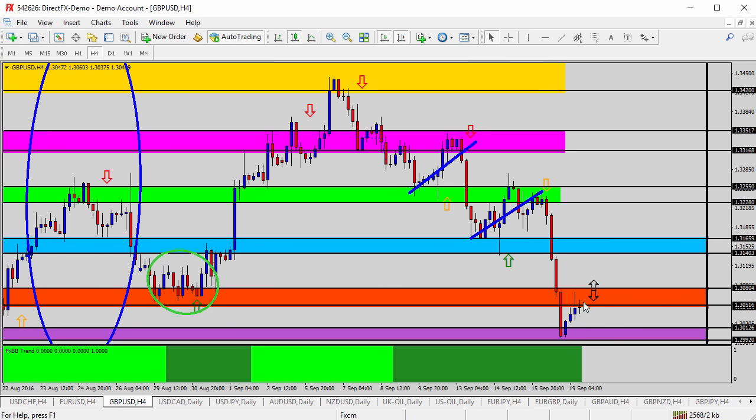This pullback, really simply looking at that as a pullback. The only reason to go long at this point would probably be either back in the purple zone or back above the orange shaded area for the GBP USD.